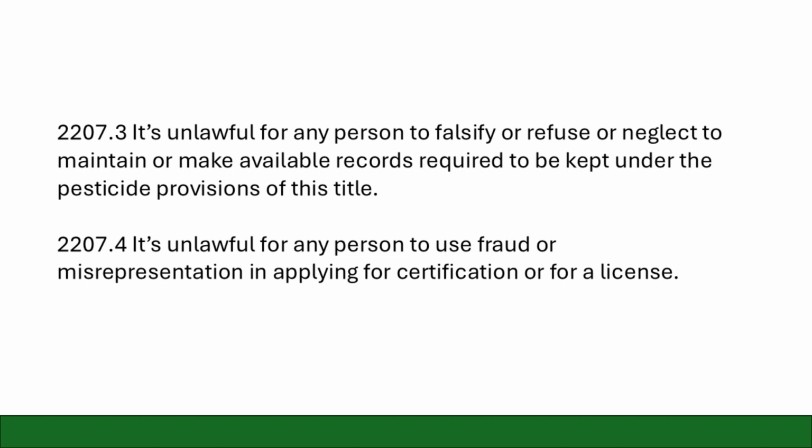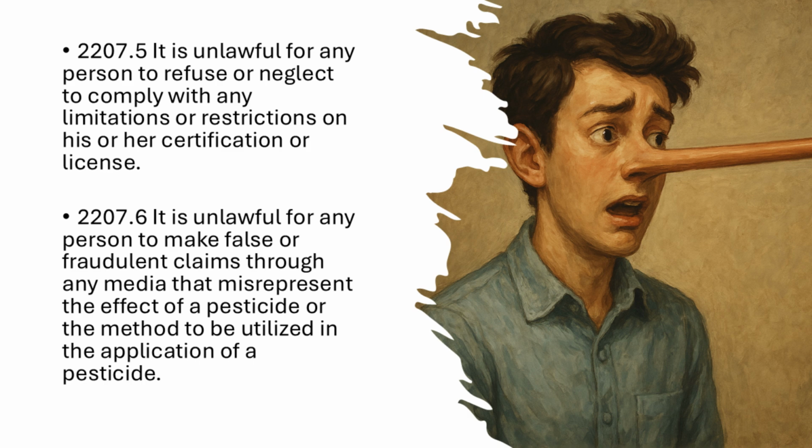2207.3, it is unlawful for any person to falsify or refuse or neglect to maintain or make available records required to be kept under the pesticide provisions of this title. 2207.4, it's unlawful for any person to use fraud or misrepresentation in applying for certification or for a license. 2207.5, it is unlawful for any person to refuse or neglect to comply with any limitations or restrictions on his or her certification or license.